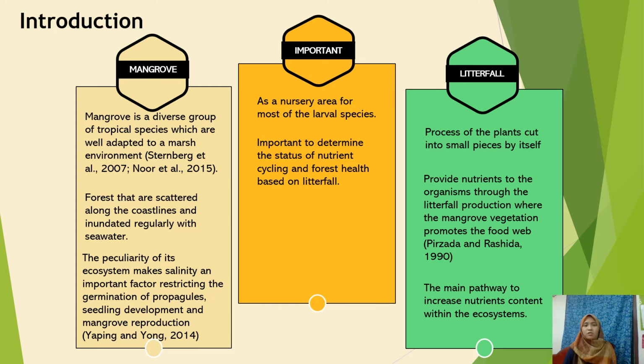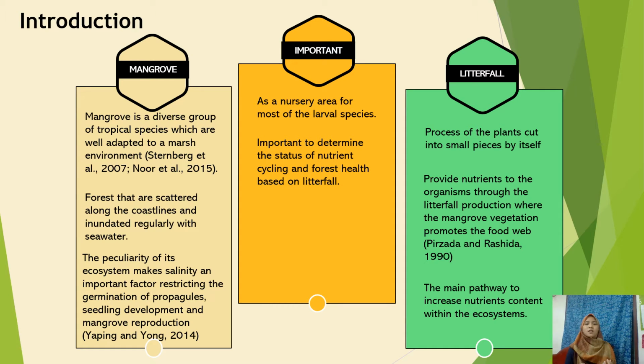My introduction is: what is mangrove? Mangrove is a diverse group of tropical species which are well adapted to a harsh environment. Mangrove is also a forest that is scattered along the coastline and inundated regularly with seawater. The peculiarity of its ecosystem makes salinity an important factor restricting the germination of propagules, seedling development, and mangrove reproduction.